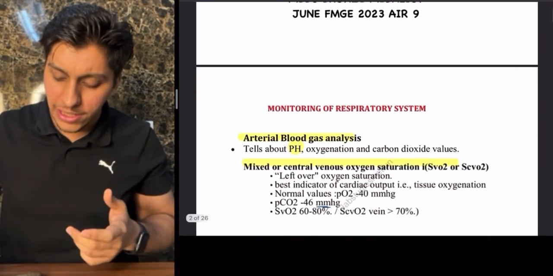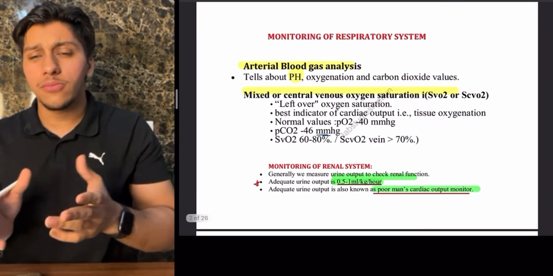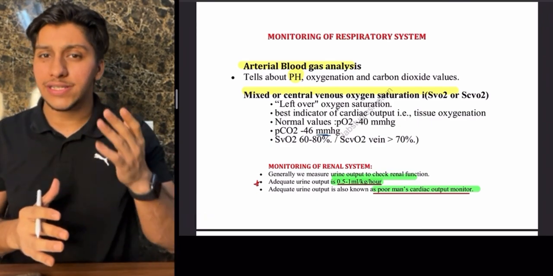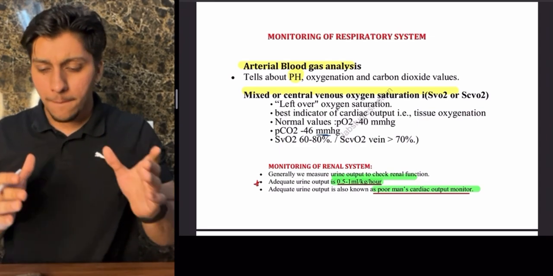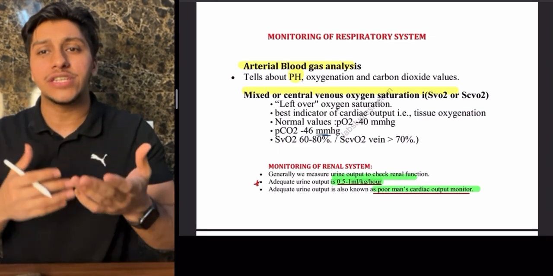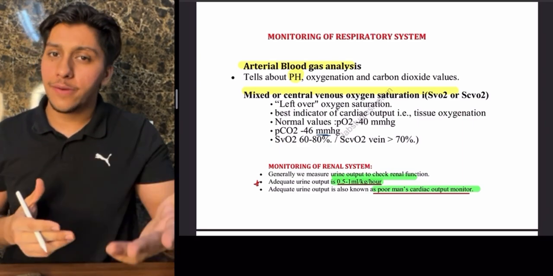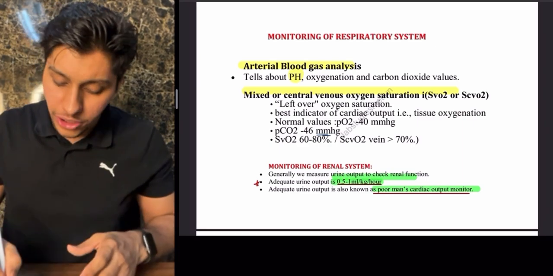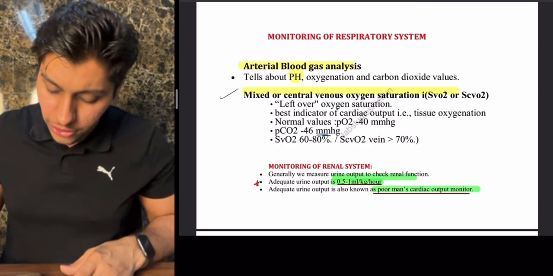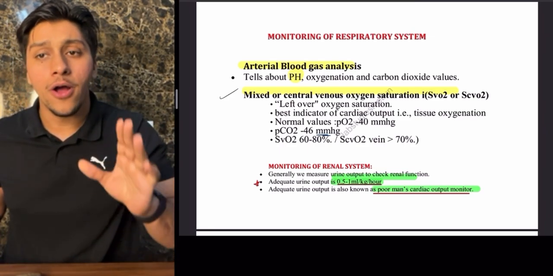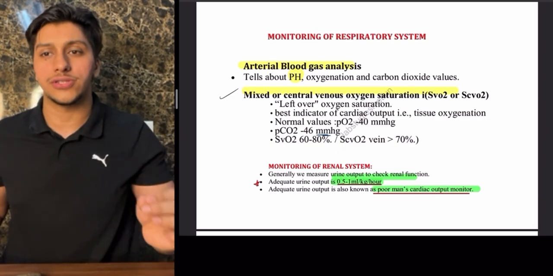We talked about a few things about the respiratory system. Let's talk about something which is, for example, ABG. Now ABG we're going to discuss in detail in the medicine videos, but for now just know what ABG gives us. It tells us about the oxygenation in the blood, pH, carbon dioxide and bicarbonate. An important feature over here is central venous oxygen saturation or mixed venous oxygen saturation.